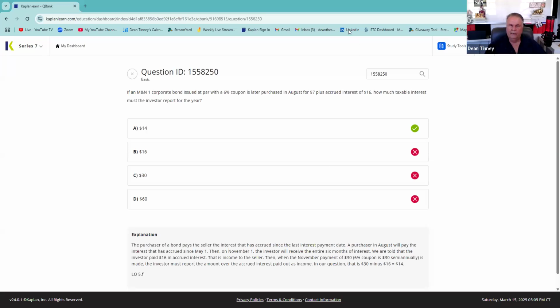So the trick on this one, I kind of like this one. It's kind of tricky. But here we take 1,000 times 6%, and that means this bond is paying $60 semi-annually. And so that means each of these payments is going to be $30. And so when you bought the bond, you paid 970, and you, the buyer, have to pay the person who sold it to you. I say, Z, on November 1st, you're getting a check for $30, and not all of that $30 belongs to you. 16 of those dollars belong to me.